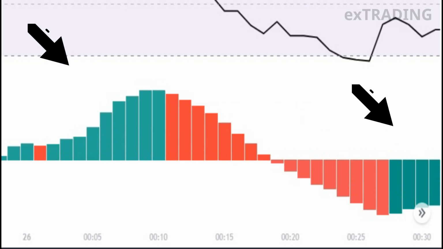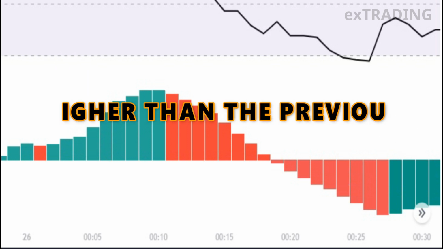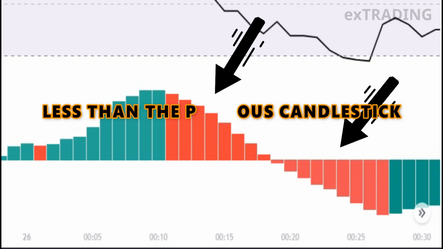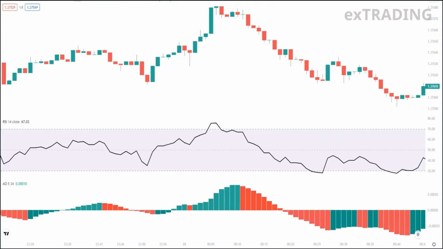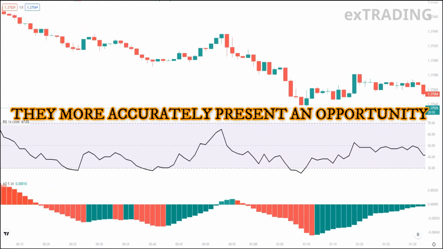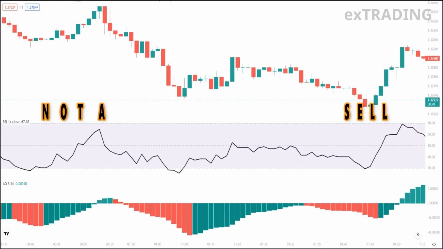3. When the histogram is rising green, we can determine that the awesome oscillator value of this candlestick is higher than the previous. 4. When the histogram is falling red, the value of the awesome oscillator is less than the previous candlestick. While some traders may present these as buying or selling signals, they more accurately present an opportunity and not a signal to buy or sell at that moment.